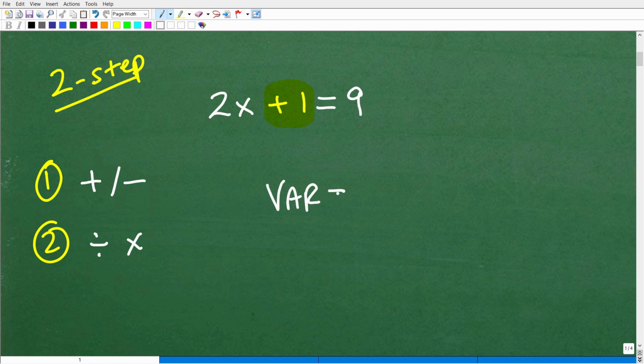You want to have all your variables on the left-hand side, all your variable terms. In this case, 2x would be an example of that. And then we put all of our numbers on the right-hand side. But I have a number over here on the left-hand side, and I have a number on the right-hand side, so I got to fix this up.